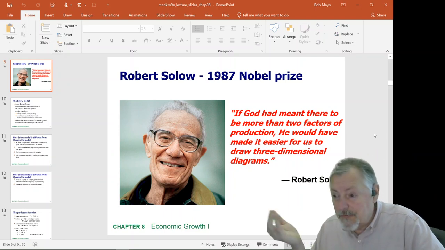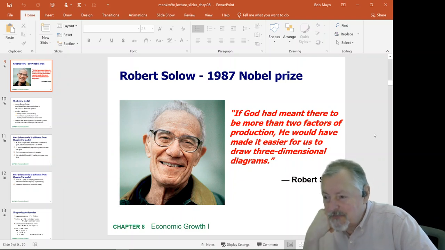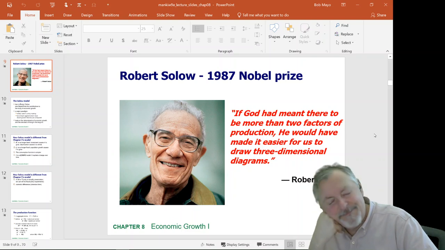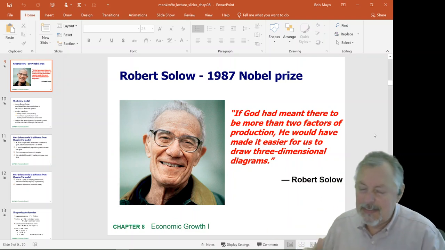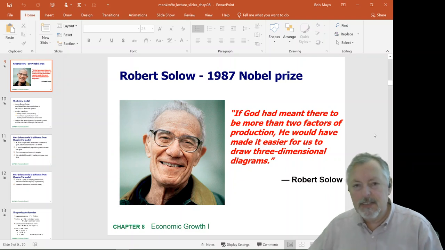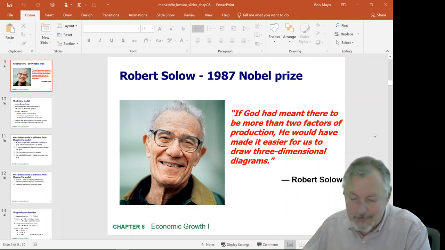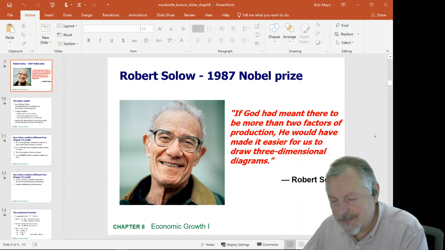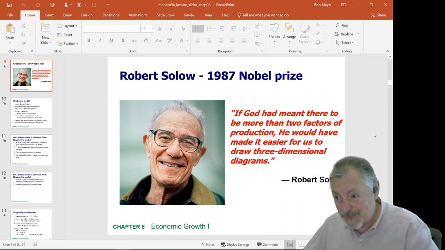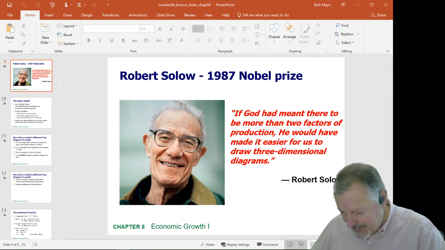I love this quote of his. If God had meant there to be more than two factors of production, he would have made it easier for us to draw three-dimensional diagrams. You know, in the principles class, having to express multivariable concepts on a two-dimensional whiteboard, it's a challenge. Every teacher faces the same challenge, and that's true. Anyway, that just amuses me.